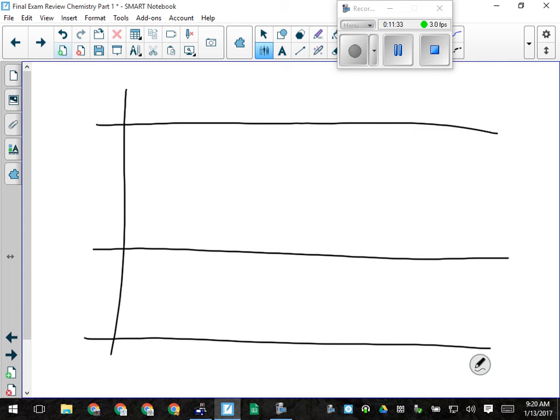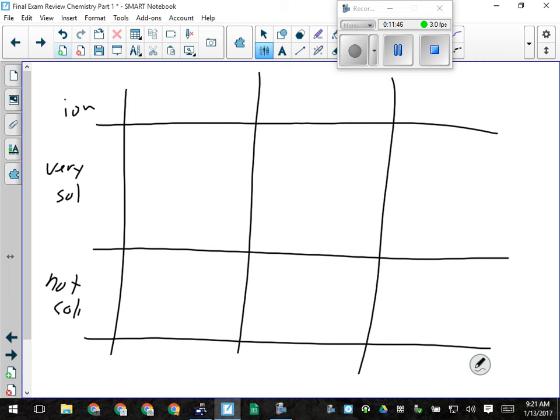Okay, it'll have the ion up here, and it'll say very soluble or not soluble. And then in here, for very soluble, it'll say group 1A, group 2A, or whatever, right? Well, that's referring to columns on the periodic table. Whatever the Roman numeral is, that's the number on the top of the column. So if it says group two, it's this column. Group one is this column. Group two is this column, and so on. So that's all you need to look for.